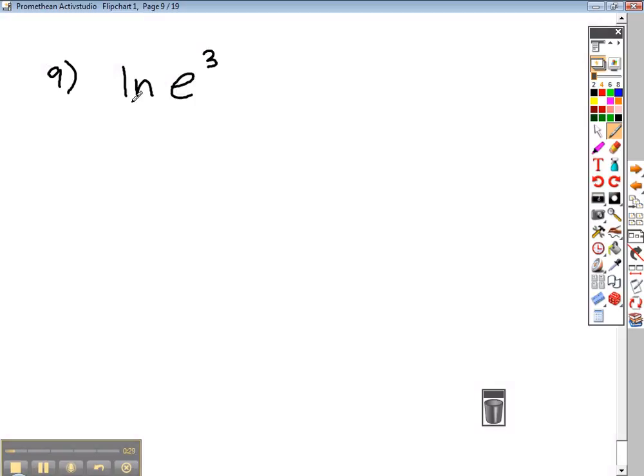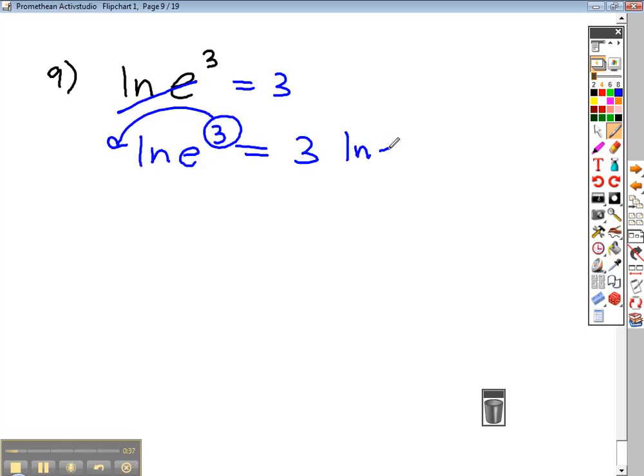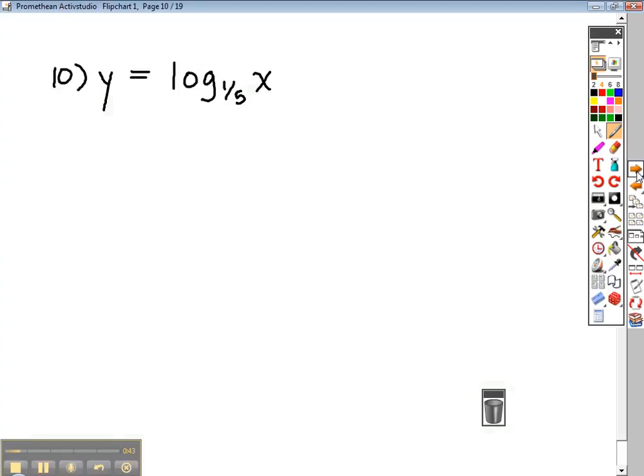Problem number 9, ln of e to the thirds. Two ways to do it. You can just cross out that, or second thing you could do is remember that the 3 can move down to the front. So that's going to be 3 ln of e, and we've seen that ln of e will be 1.